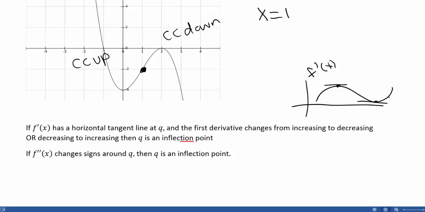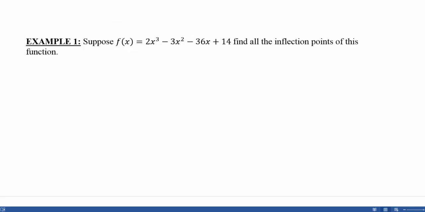So let's look at a couple of examples of how we might calculate where an inflection point could be on a function. Example 1. Suppose f of x equals 2x cubed minus 3x squared minus 36x plus 14. Find all the inflection points of this function. So we could graph the original function and look for where it changed concavity. We could examine the first derivative for increasing and decreasing, but I'm going to use algebra through the second derivative to try to determine where the second derivative changes signs.